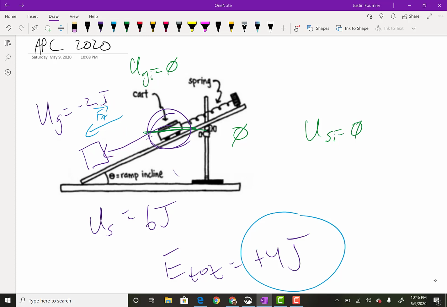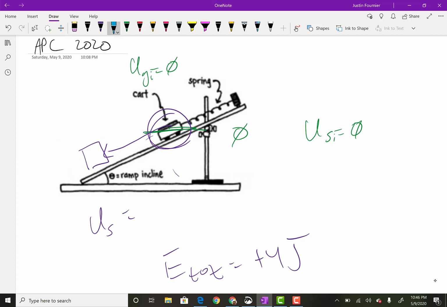But let's say that, so yeah, there you go. I put positive energy into the system, 4 joules. But let's now say I start now with, I'm going to make my 0 mark down here, right? So here's my 0 mark, and now I've got, let's say 3 joules.